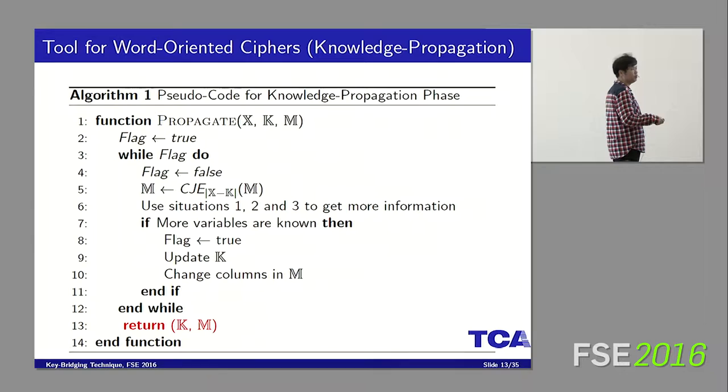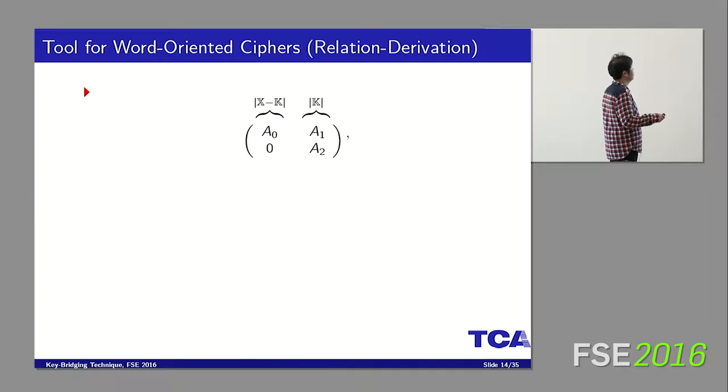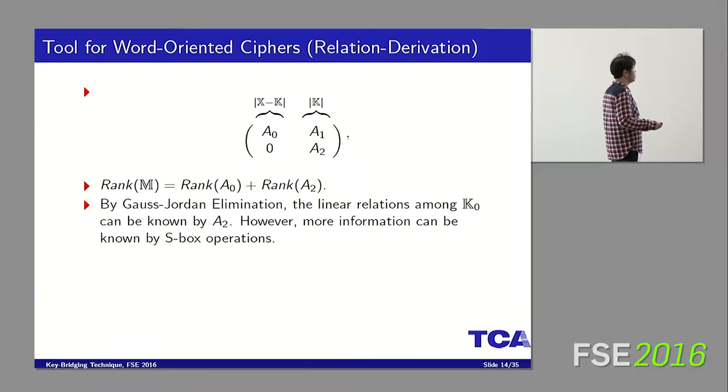Since the output of the former phase is a block matrix like this, if the rank of this matrix is greater than the rank of this A0, we should go forward to the relation derivation phase. By Gauss-Jordan elimination, the linear relations among K0 can be known from A2. However, more information can be obtained by XBOSS operations as follows.